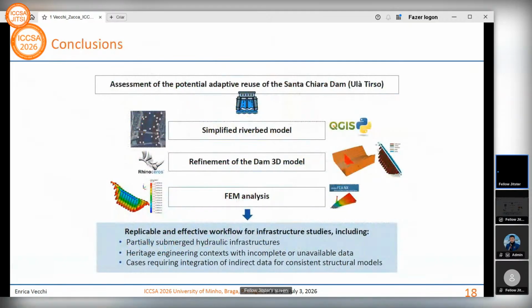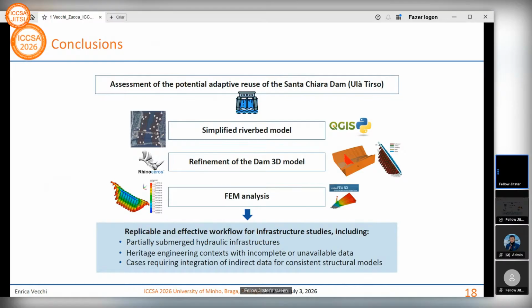Finally, going to the conclusion, we studied the assessment of the potential adaptive reuse of a historical dam. We started from a simplified riverbed model, which was a fundamental input for the following analysis. We used this model to refine the 3D model of the dam available from other data sources, and finally we performed the finite element analysis.